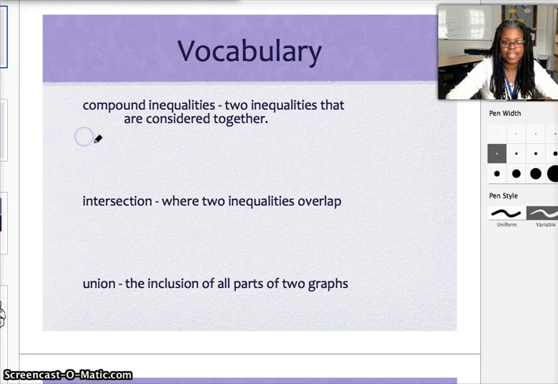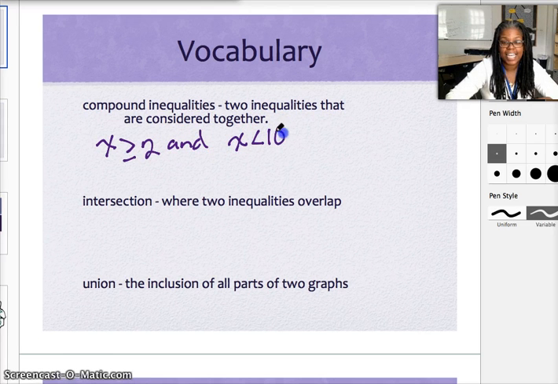So for instance, if I have x is greater than or equal to 2, and at the same time I want x to be less than, I don't know, maybe 10. This is considered a compound inequality if I want both of these things to be satisfied at the same time. In fact, it's usually going to be written in this way. X is between two numbers, and in this case this is saying the same thing here. 2 is less than or equal to x, while x is less than 10.